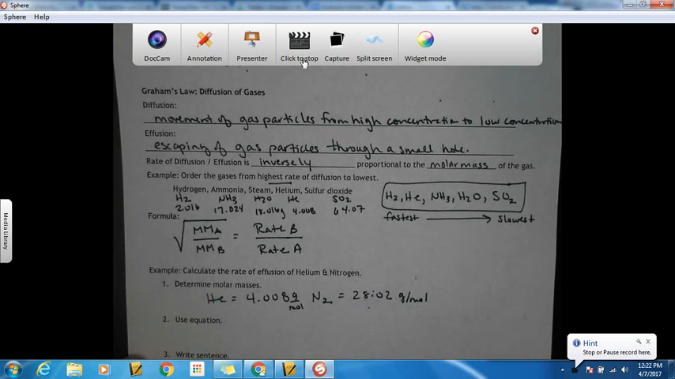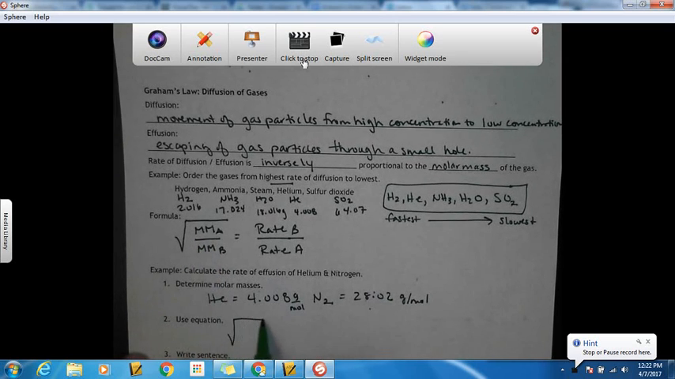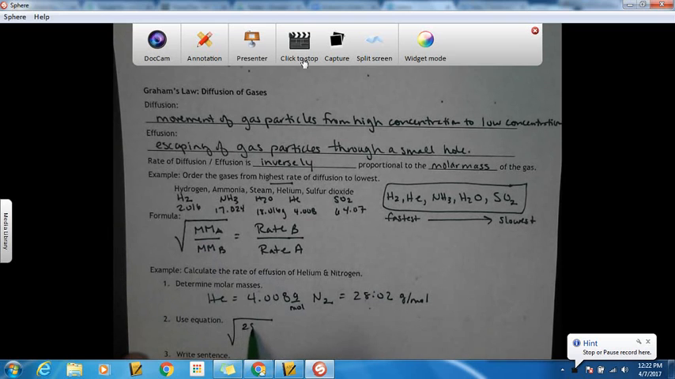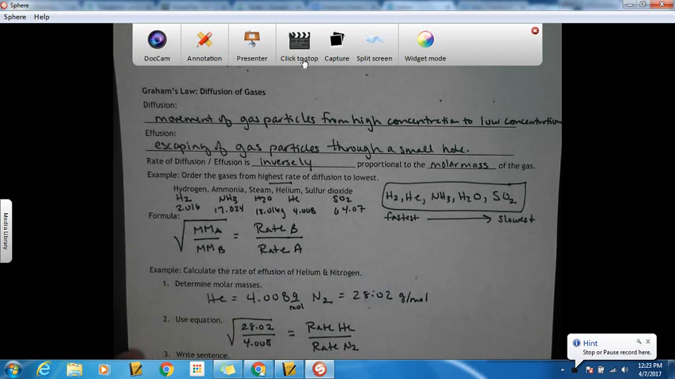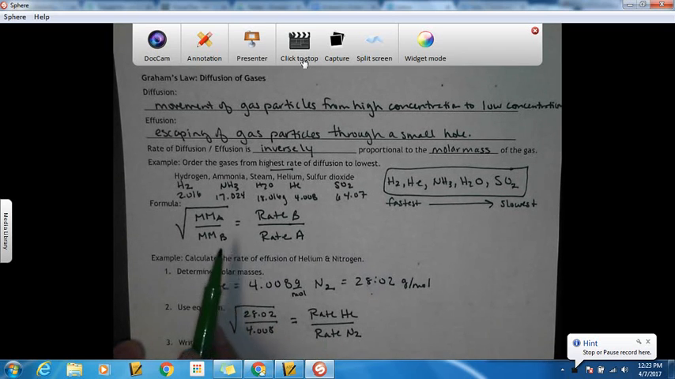Alright, so now let's use the equation. I suggest putting your bigger molar mass on top. That makes your math easier. So we'll put our bigger molar mass on top, which is 28.02. And we're going to divide that by the smaller one, 4.008. And that's equal to, notice the rates are opposite, right? So that's equal to the rate of helium compared to the rate of nitrogen. Okay, again, they're opposite each other, right? Your A's are opposite, your B's are opposite.